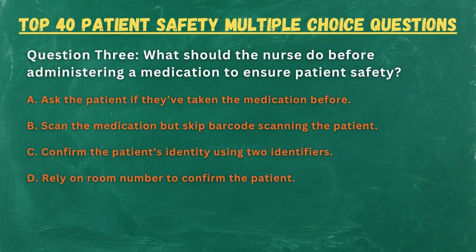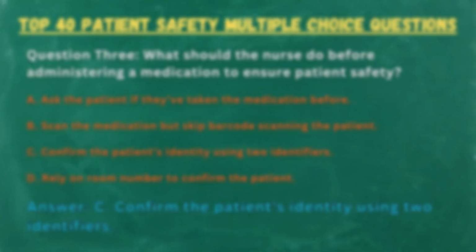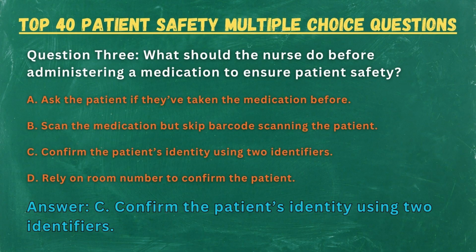Question 3. What should the nurse do before administering a medication to ensure patient safety? A. Ask the patient if they've taken the medication before. B. Scan the medication, but skip barcode scanning the patient. C. Confirm the patient's identity using 2 identifiers. D. Rely on room number to confirm the patient. Answer. C. Confirm the patient's identity using 2 identifiers.